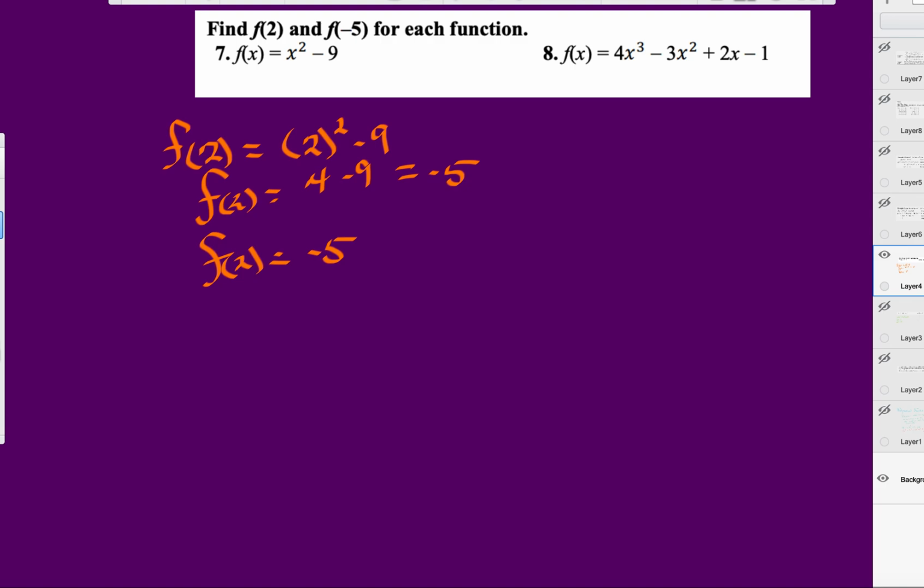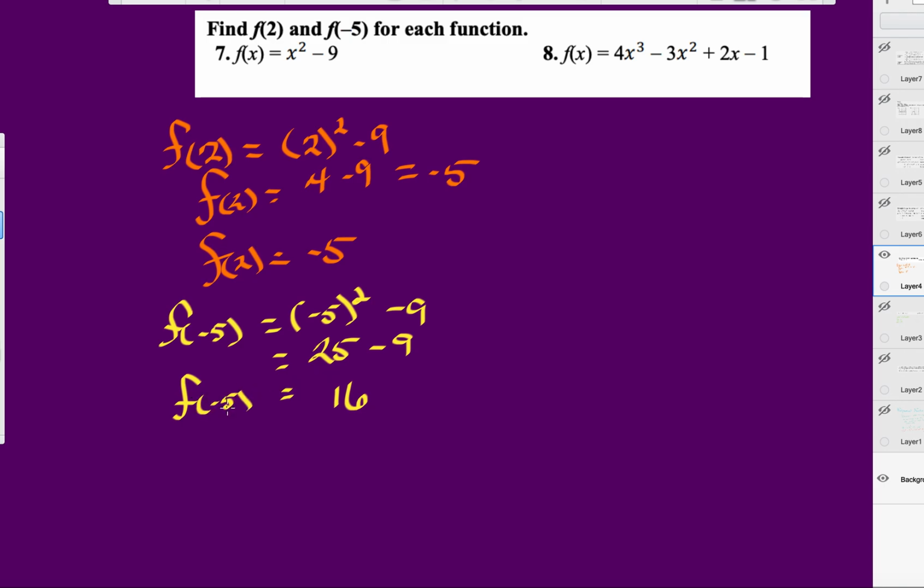So let me grab a different color. Oh, everybody hates yellow. But let's go ahead and see what f of -5 is. And we see we have x squared, so we have -5 squared minus 9. So -5 squared is positive 25 minus 9, and we end up with 16. So f of -5 is 16.